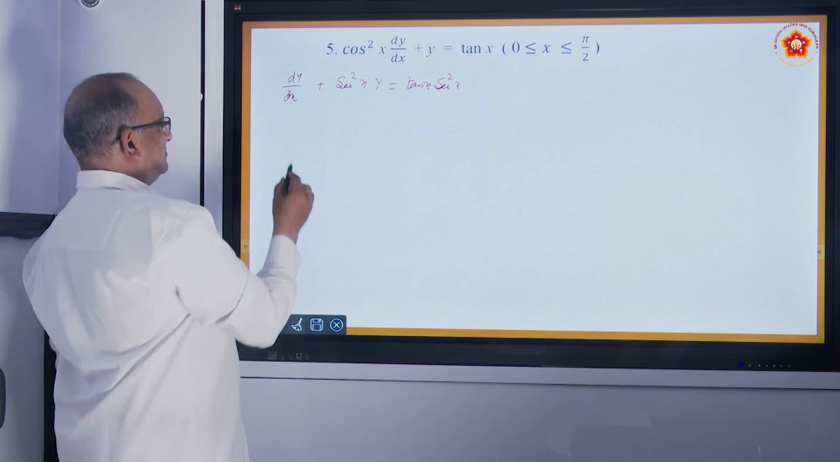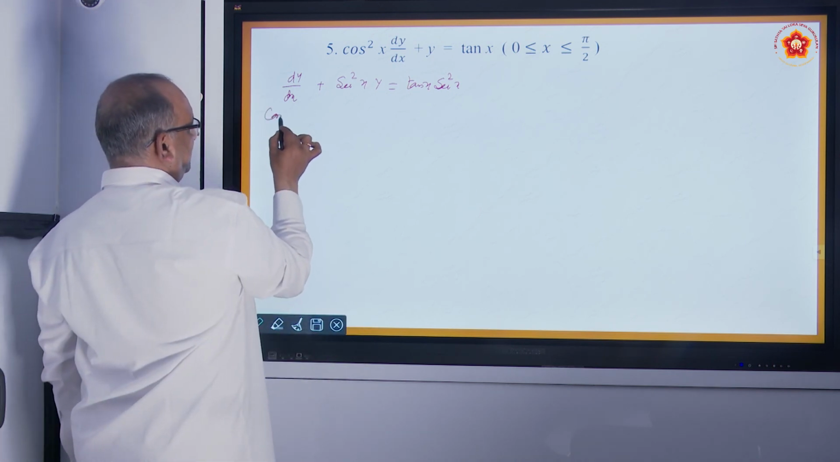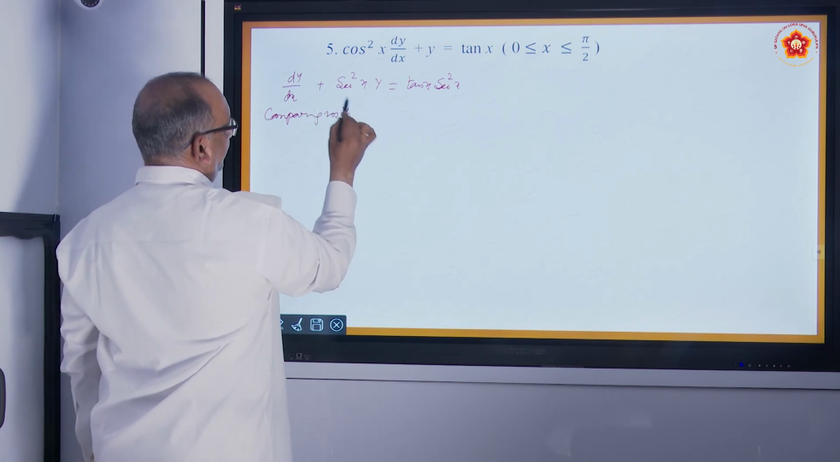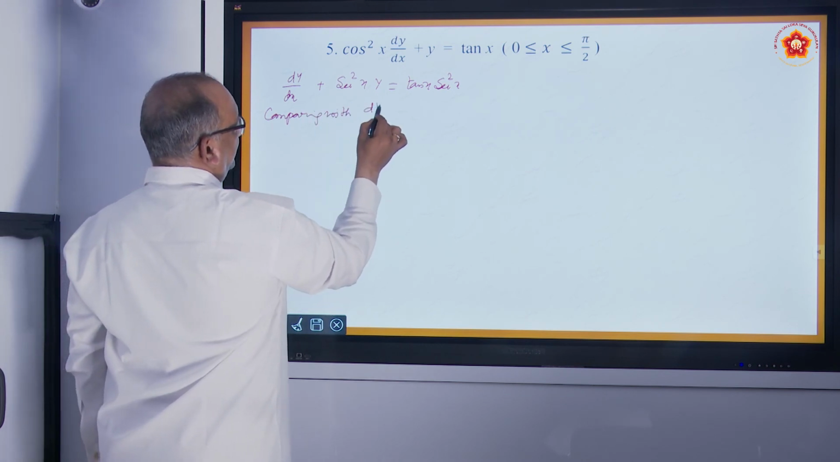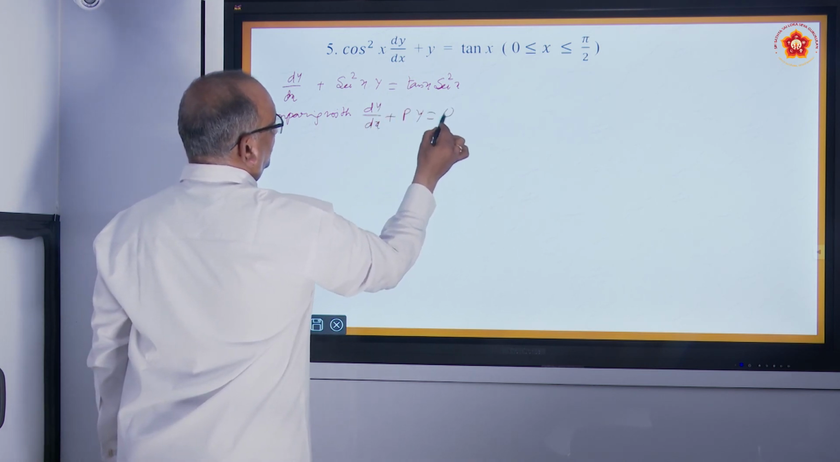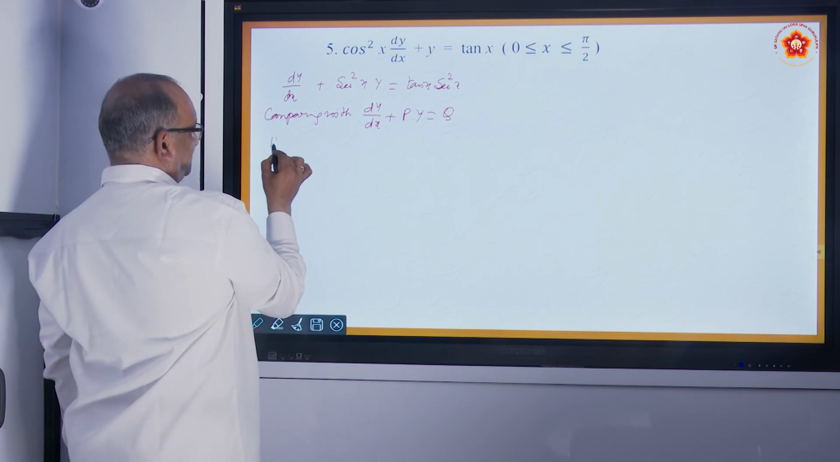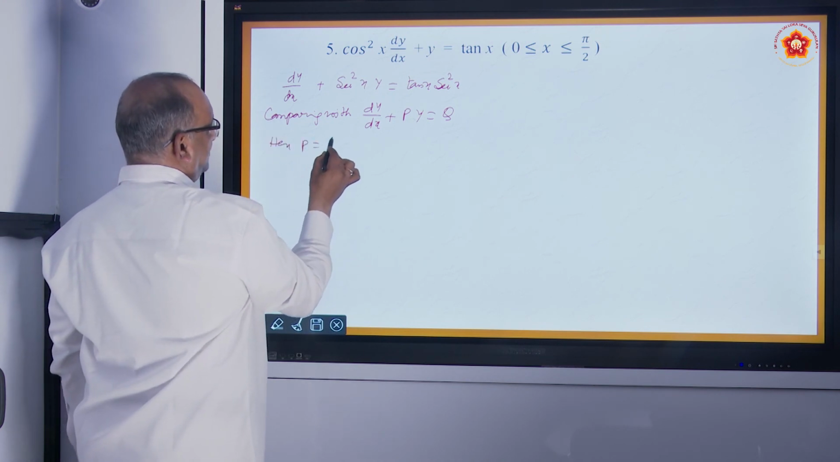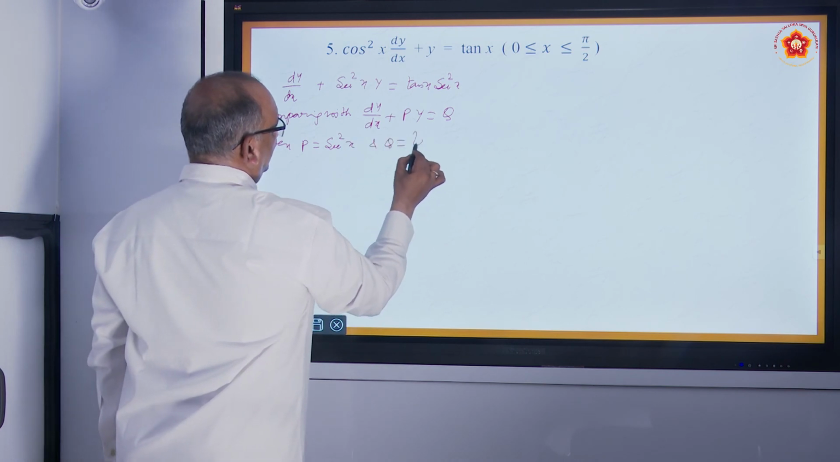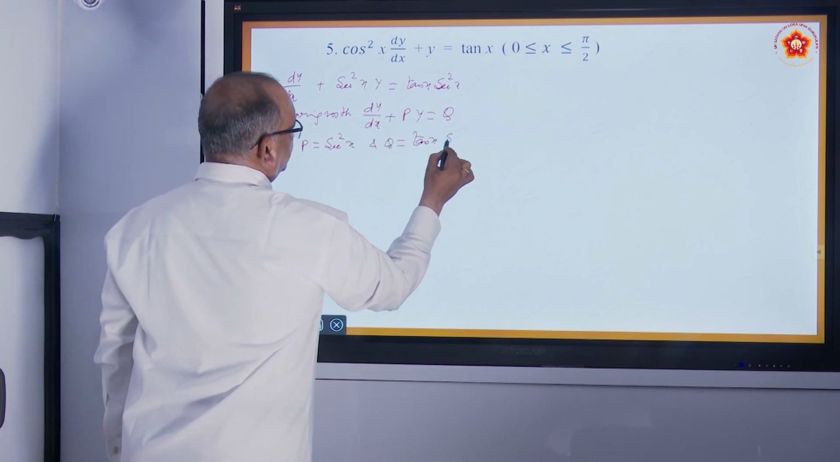Now compare with the standard equation. What is the standard equation? dy by dx plus py equal to q. Here in this problem, p is equal to sec square x and q is equal to tan x into sec square x.